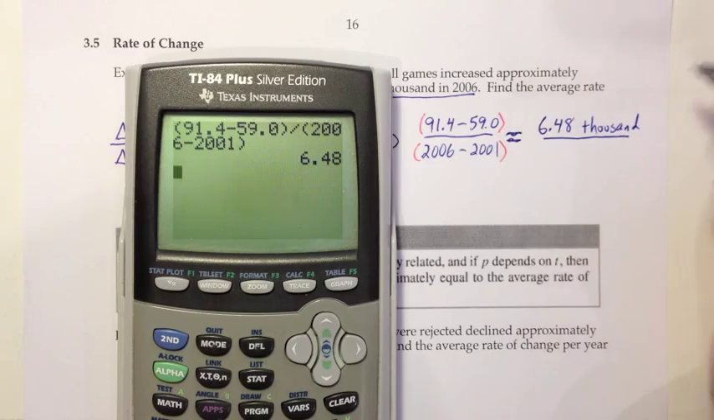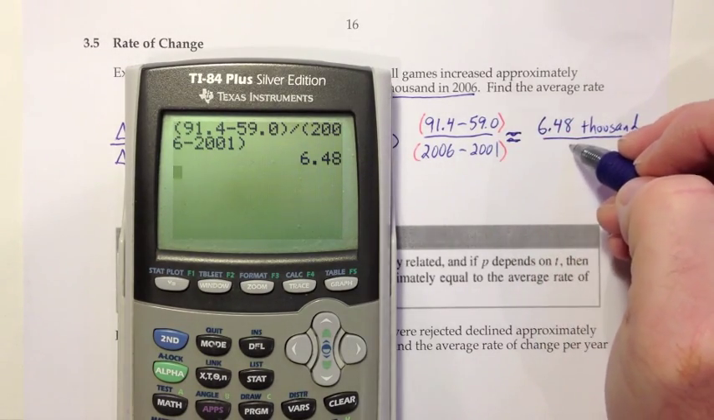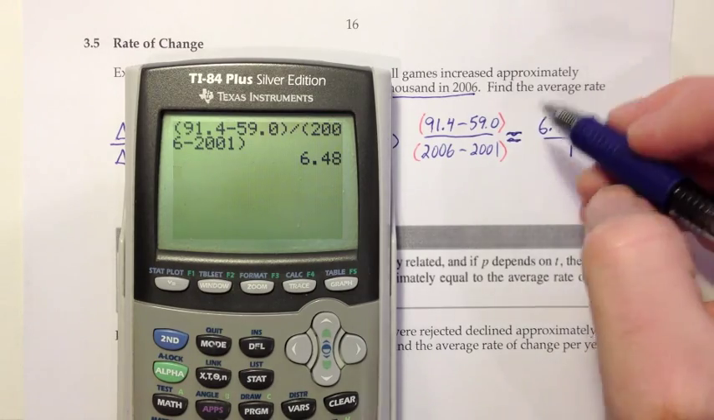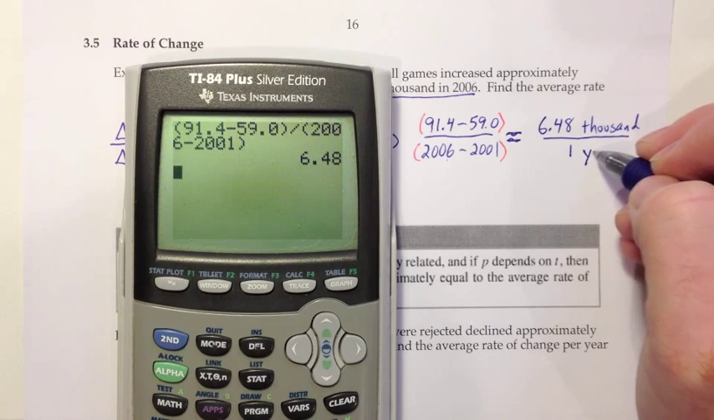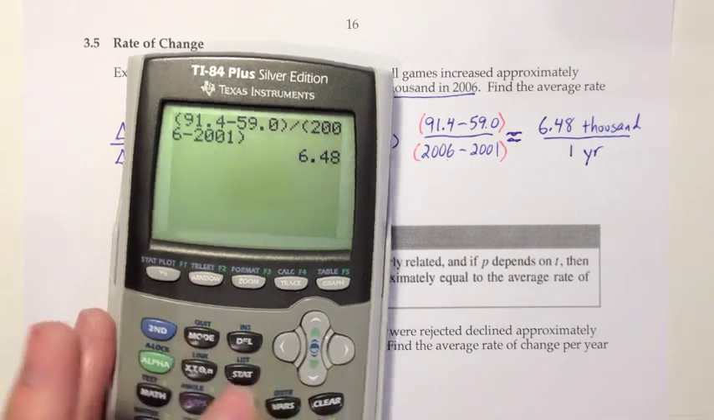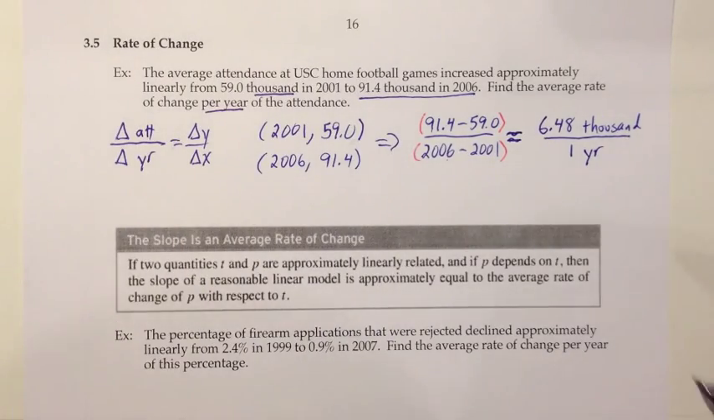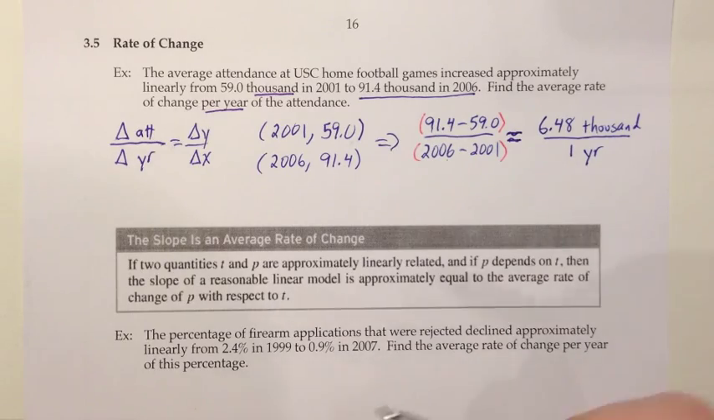And in the bottom, this would be 5, or sorry, we did the whole thing, so that would be a 1 since we went to a unit ratio. But 1 what? This was a year, that was a year, so that would be 1 year. So 6.48 thousand per 1 year. And then even though I put the thousand on there, I really haven't put the units. This was about attendance, so this would be people attending.